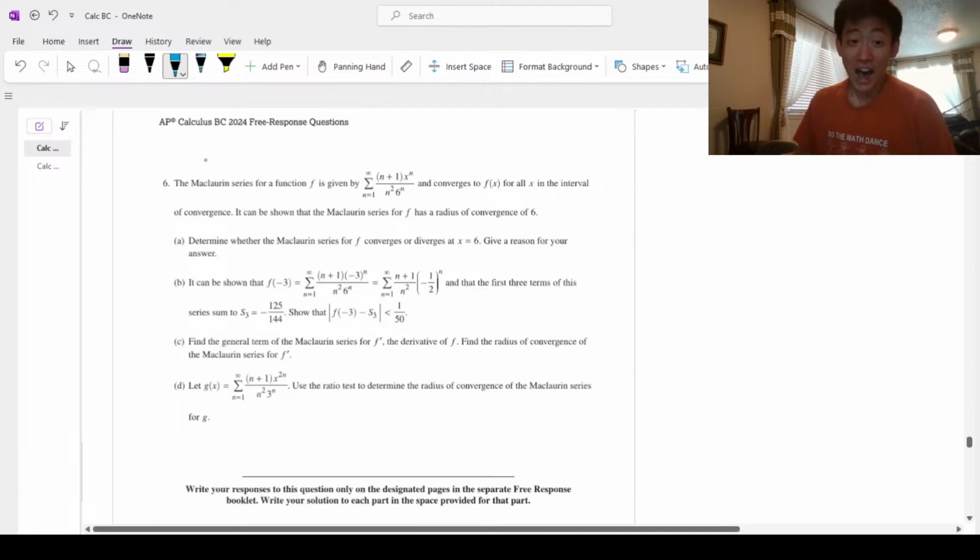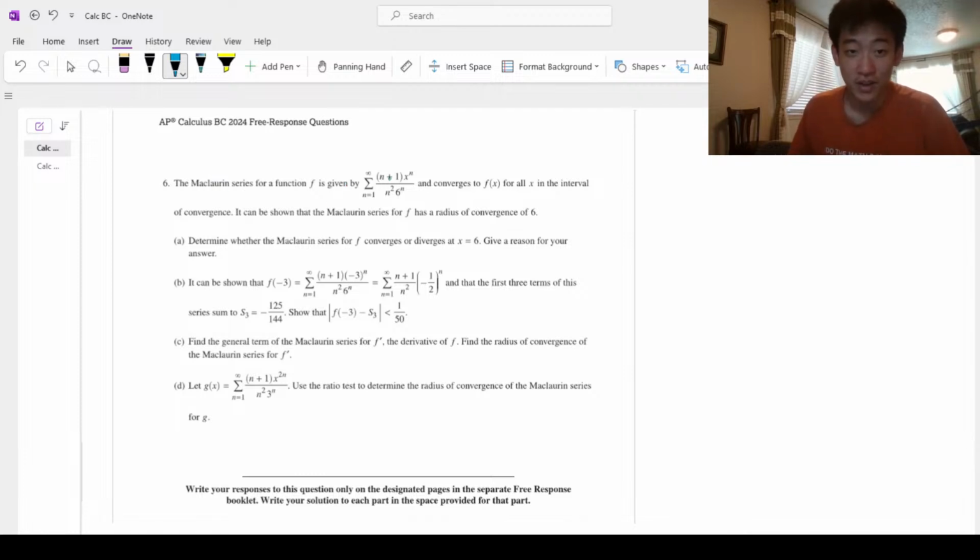The Maclaurin series for a function f is given by this, and converges to f of x for all x in the interval of convergence. It can be shown that the Maclaurin series for f has a radius of convergence of 6. Determine whether the Maclaurin series for f converges or diverges at x equals 6. By the way, this is just the Taylor series centered at x equals 0.